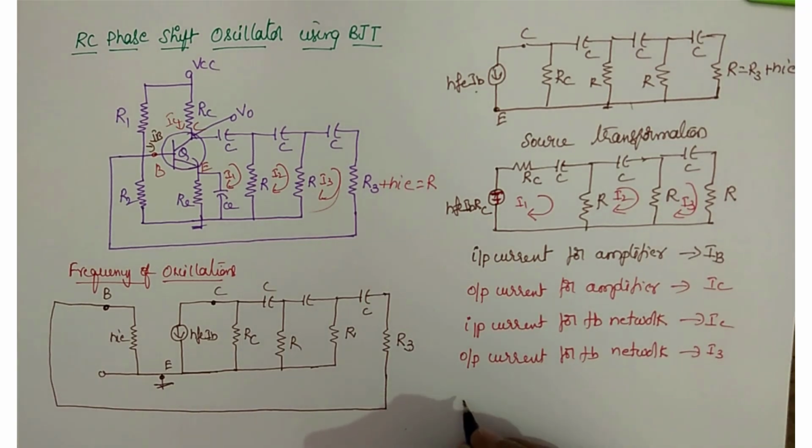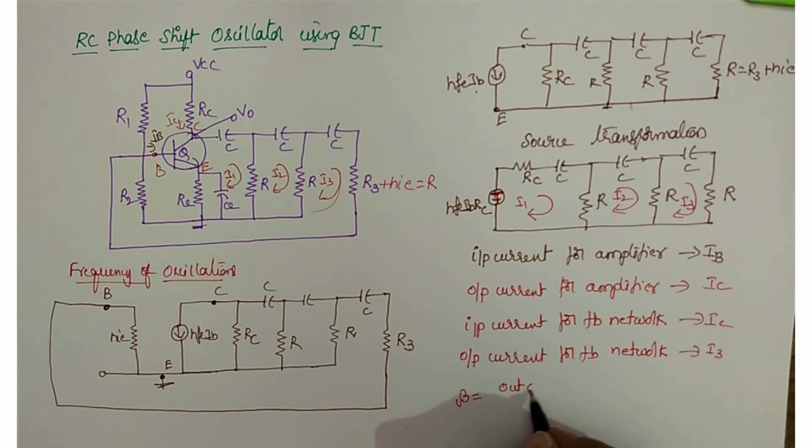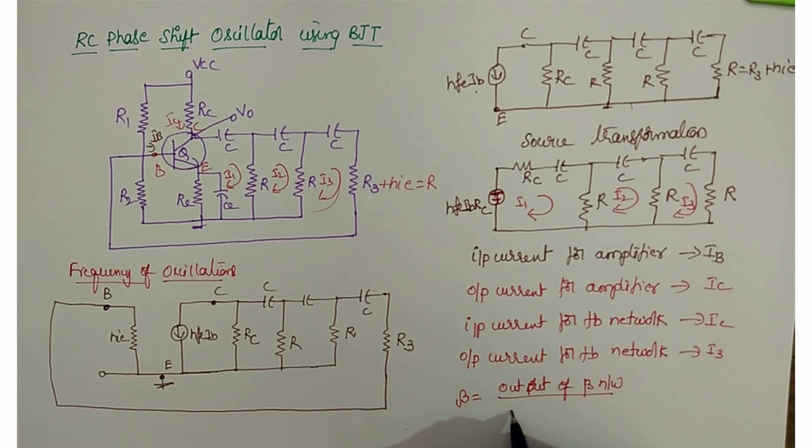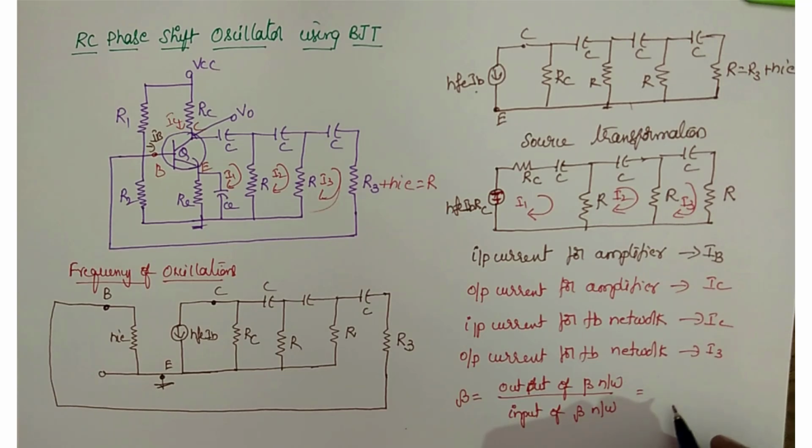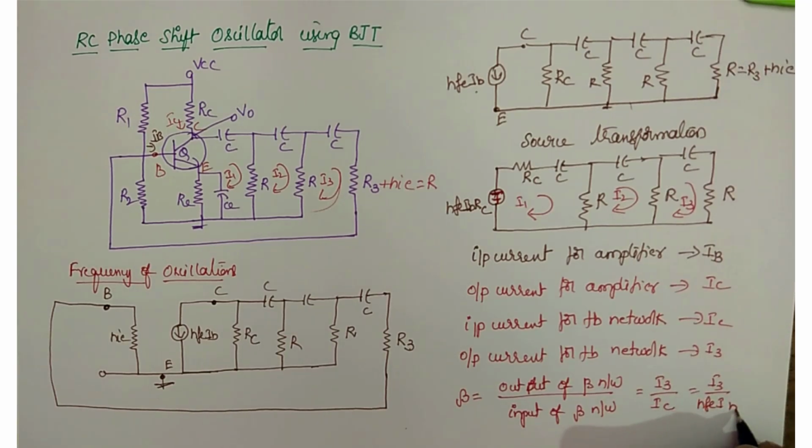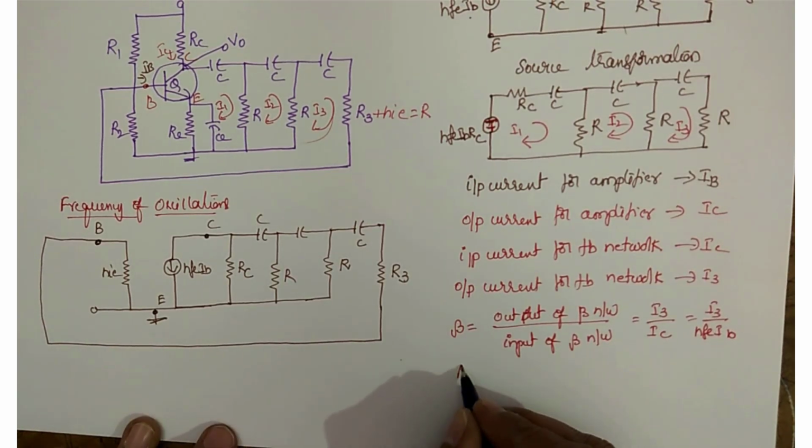Okay. So what is beta now? Feedback factor beta is the output of the beta network divided by the input of the beta network, meaning input current and output current, like that you have to take. So what is the output current of the beta network? I3. What is the input current of the beta network? IC. I3 by IC, which is HFE IB. Then what is the gain of the amplifier A?